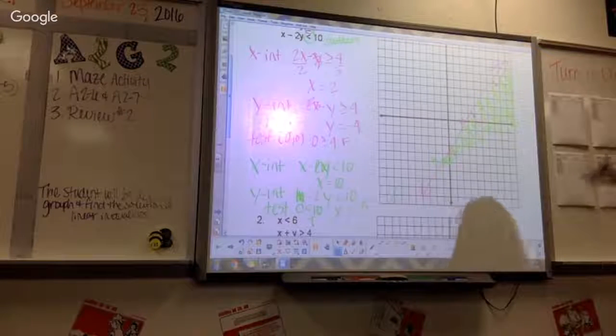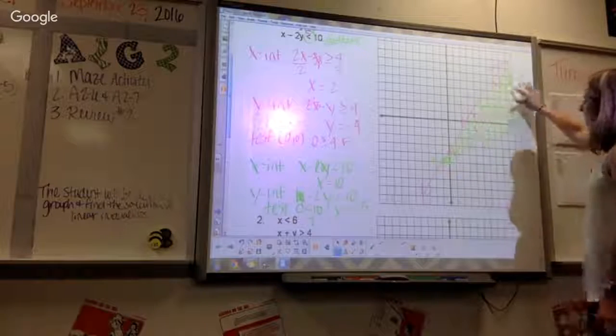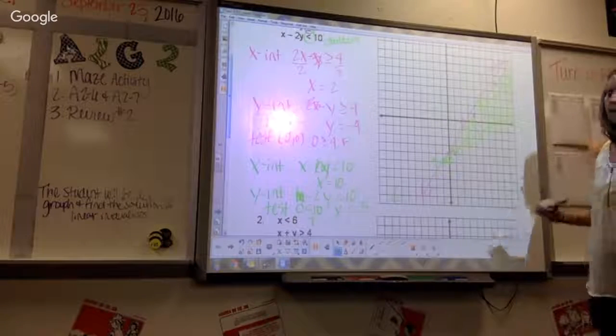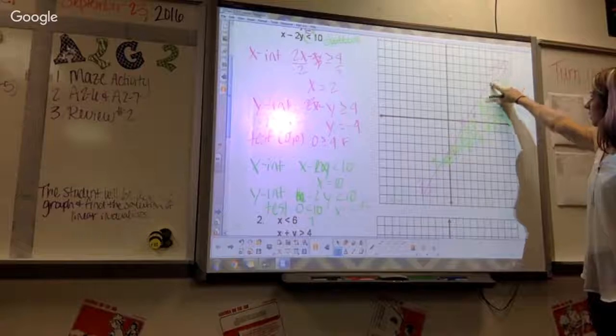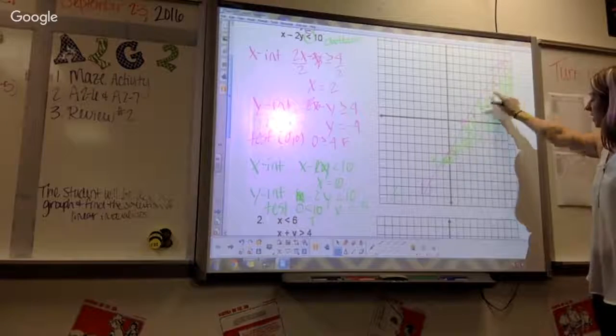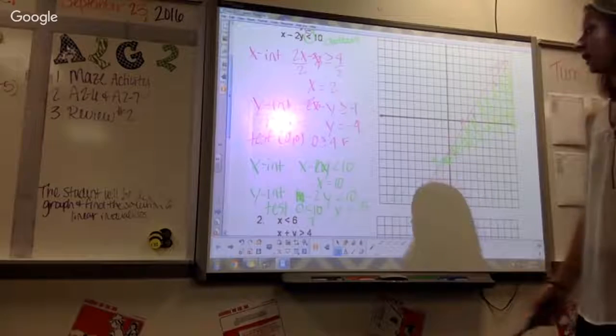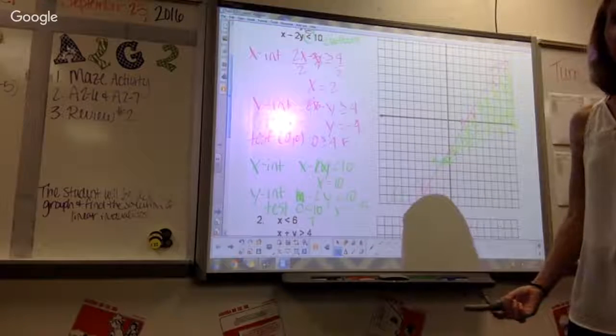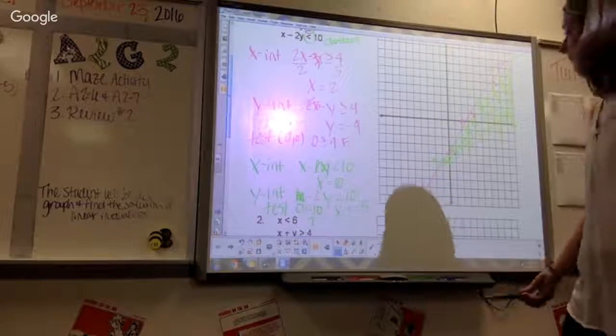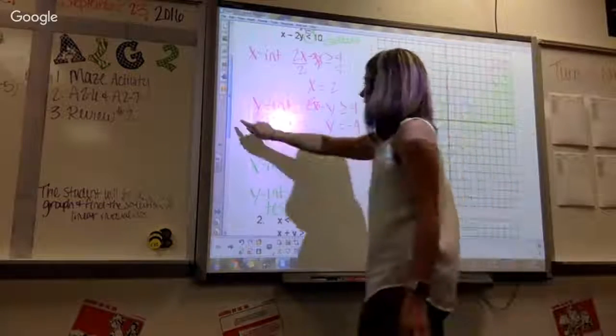Okay, so you could plug in anything in that shaded area and it'd be true in both inequalities. You could also plug in something that's on this pink line here, but not something that's on the green one because it's dotted. Okay, so when it's dotted, it's not included. Solid, it is included.